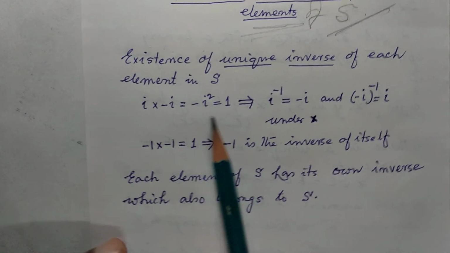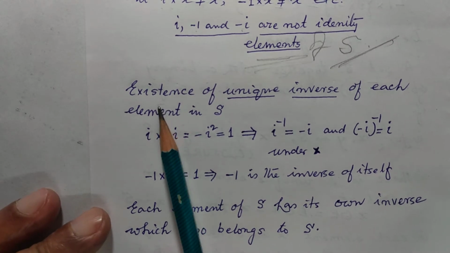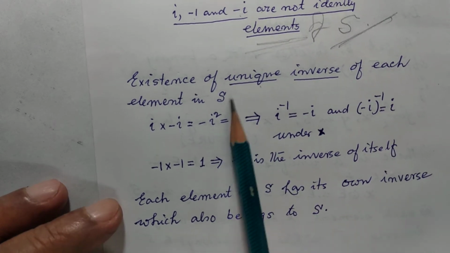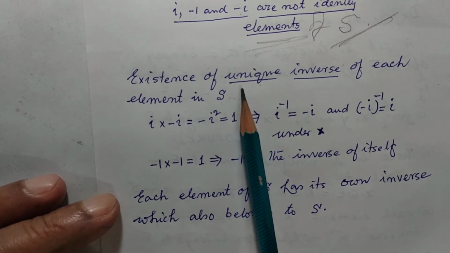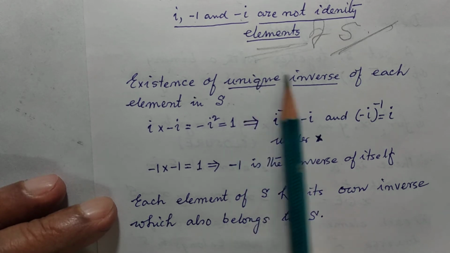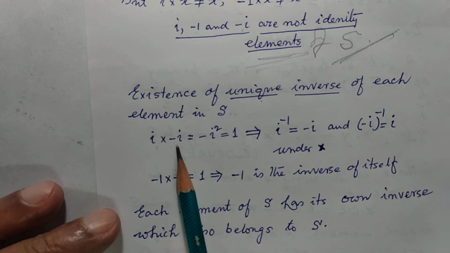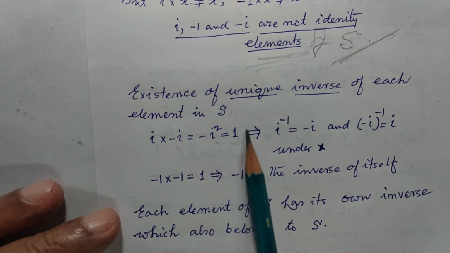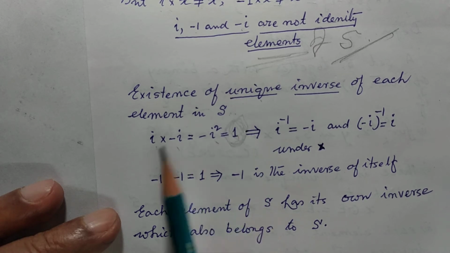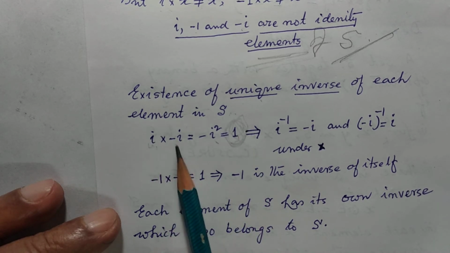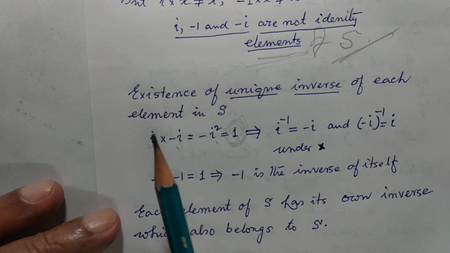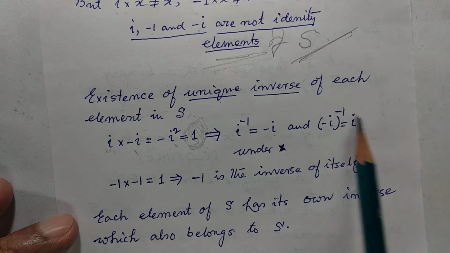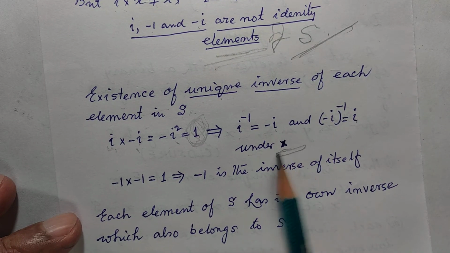Let us next consider another important property: existence of unique inverse of each element in S. Each element in S can be found to have a unique inverse. For example, i into minus i is equal to minus i squared. Minus i squared is 1. Since 1 is obtained, and 1 is the identity element, therefore, the inverse of i is minus i, and the inverse of minus i is i. i inverse is minus i, and minus i inverse is i, under the operation of multiplication.